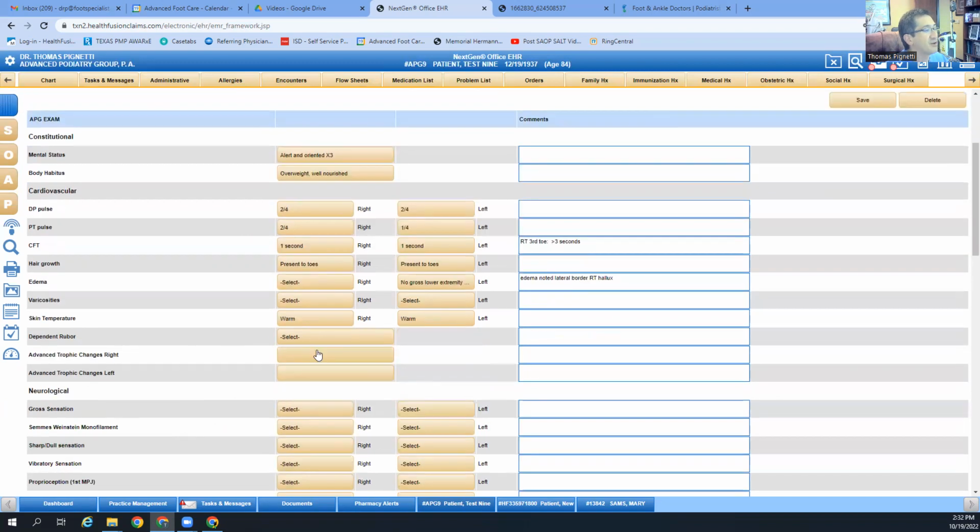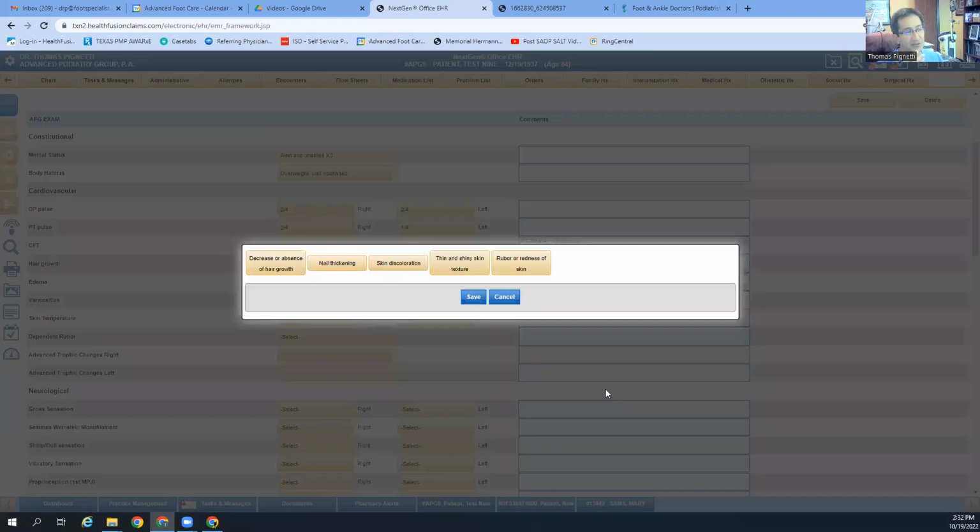Now we talk about advanced trophic changes. This is important for people that have bad circulation or that may be qualifying for at-risk foot care, like our routine foot care. We say routine because it's easy, but it's really at-risk foot care. It's not routine. Things like decreased or absence of hair growth, nail thickening, skin discoloration, like dark brown skin where the skin's normally light, thin and shiny skin, very frail looking skin that looks like it splits or tears if you put pressure on it, and then rubor or redness of skin also. These are all negative circulation findings.